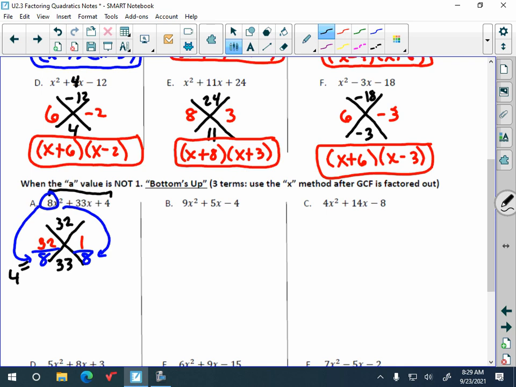All right, so now we can write our 2 sets of parentheses. One of them is going to be x plus 4. That's from the 4. Now, the other one, this is where the bottoms up comes in. This bottom number comes up. It'll come up next to the x. Okay? So really what it says right now is x plus 1/8. But you can't have a fraction in here. So what you do is to get rid of the fraction, you take that denominator and you move it up next to the x. So we move it from the bottom up next to the x. So it becomes 8x plus 1.